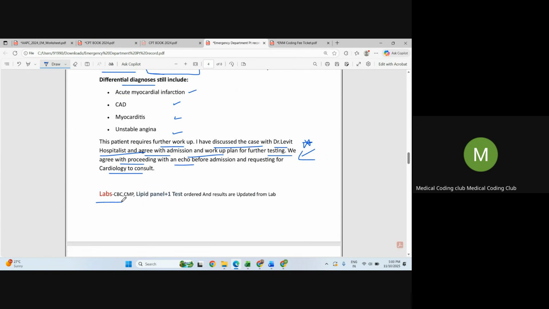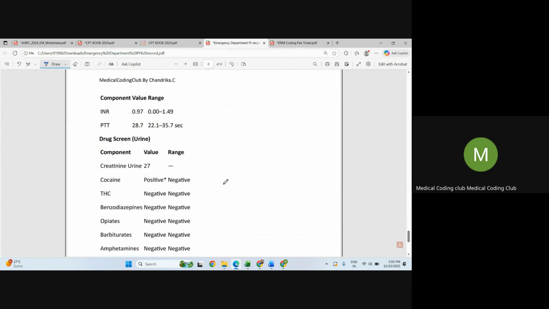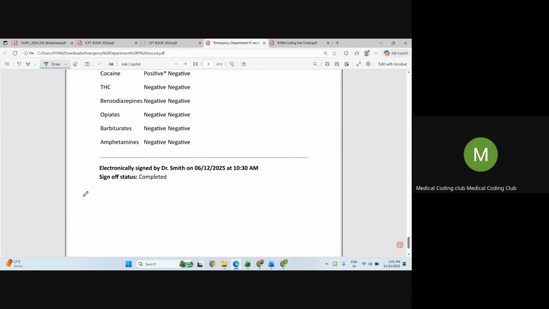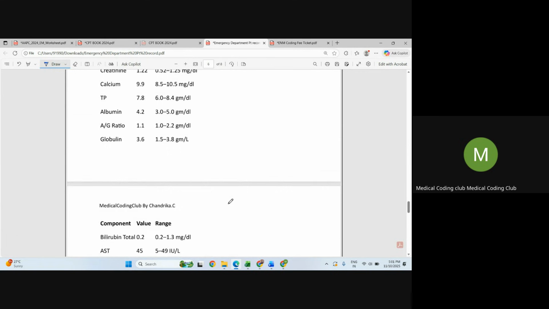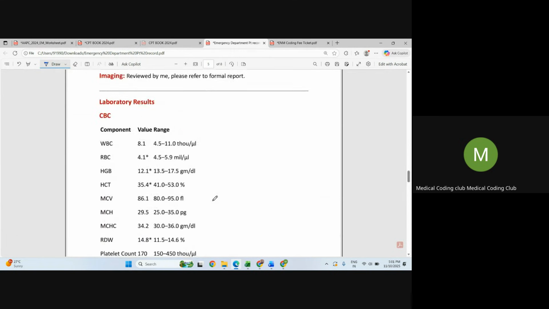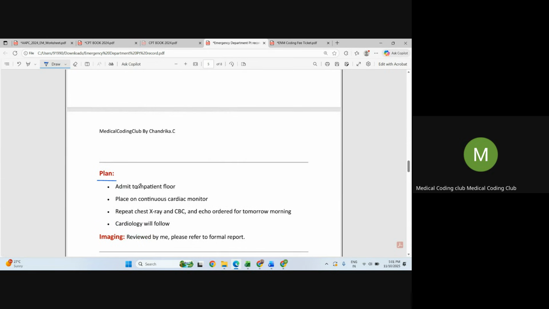Next, he has also ordered labs: CBC ordered, CMP ordered, lipid panel, and one more test ordered, and the results are updated from the lab. You can see the results here. All the lab results they have attached. And lastly, you need to check for the signature of the doctor. The signature is completed. So now we have this many labs and results, the data and risk. You can see the final plan here.